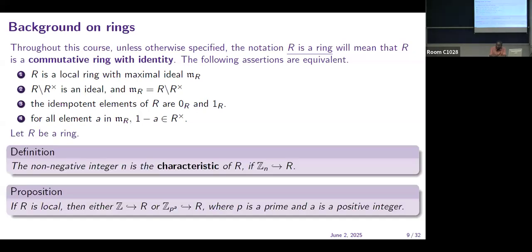Definitions. The characteristic of a ring is the non-negative integer n which verifies that Z_n can be seen as a subring of R.